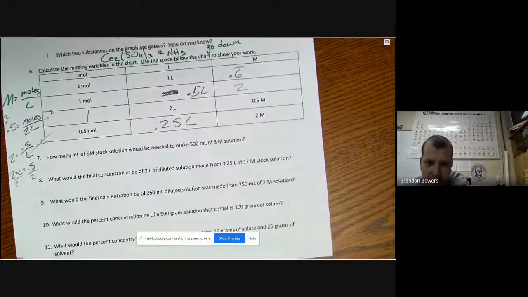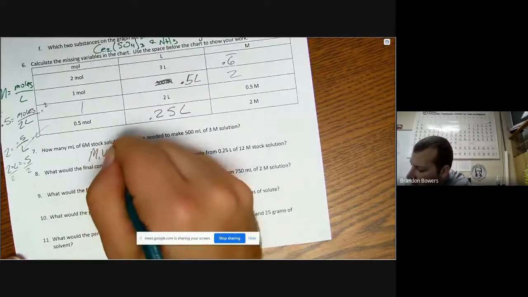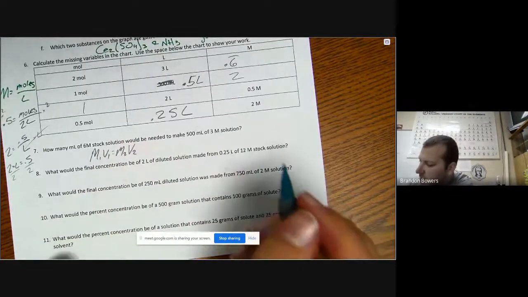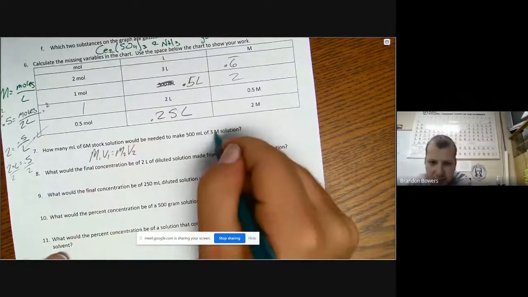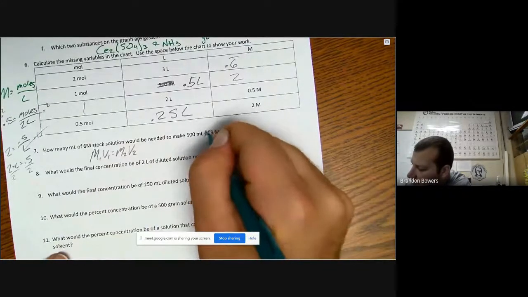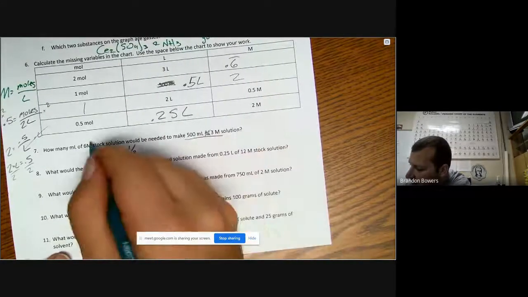Okay. Now the dilution equation is M1V1 equals M2V2. Now there was a shortcut, and hopefully you remember the shortcut. There are always going to be 2 numbers separated by the word of. When that happens, you multiply those 2 numbers and divide by whatever number is left.